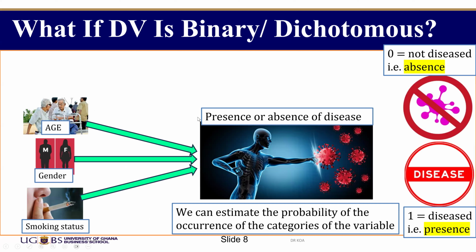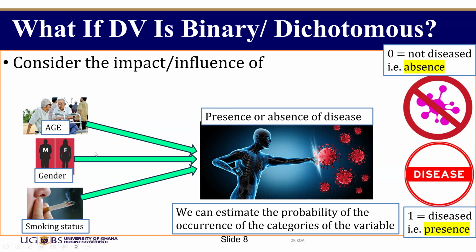But what if the dependent variable is not metric? What if it's dichotomous? What if it's binary? Let's take a typical example. Here you have factors that are influencing the presence or the absence of a disease, say a tumor. I have not indicated a particular disease, but let's say it's cancer, or let's say it's a tumor. You don't know whether it's cancerous or not.